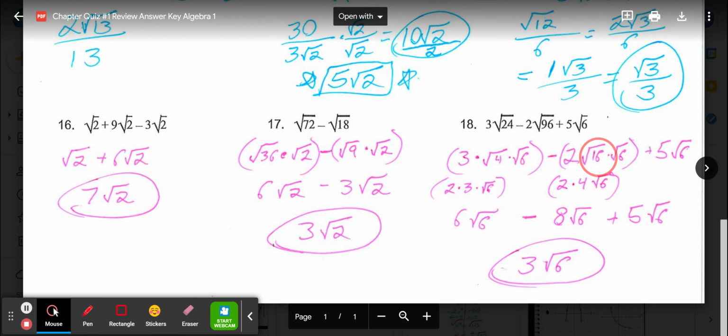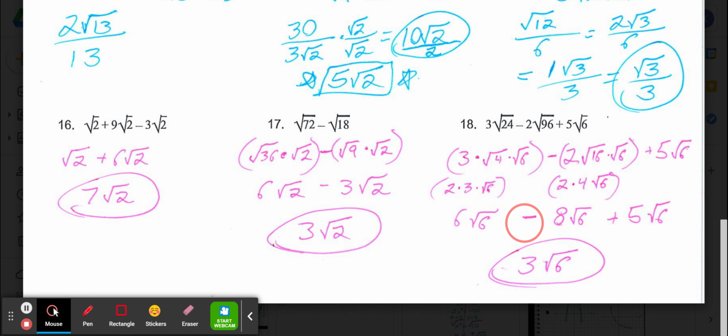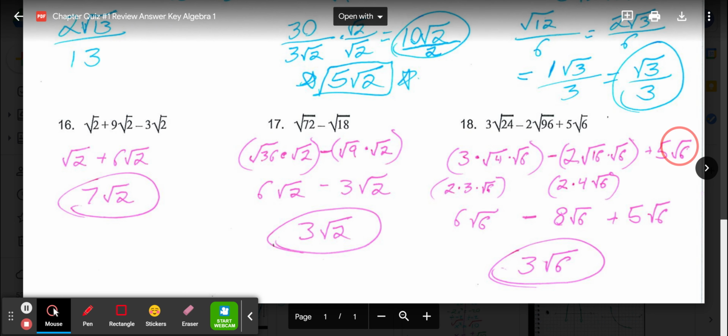Square root of 96 is square root of 16 times square root of 6. And the square root of 16 is 4. So we have 2 times 4 times square root of 6, which would give us 8 square roots of 6. And we bring down that subtraction sign from the original problem. And then at the end, we just have our 5 square roots of 6 that we bring down for the addition. So then we look at it, they all share the square root of 6, so we can combine them.